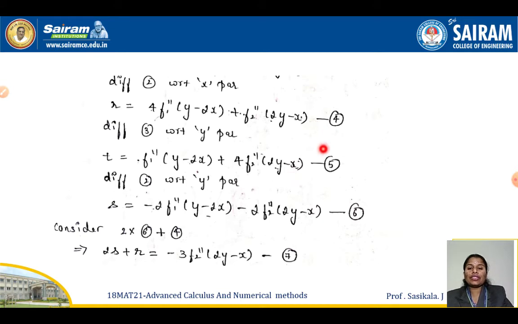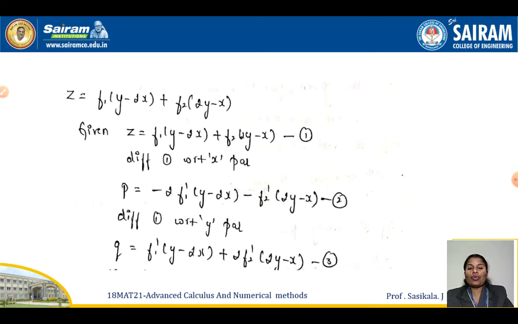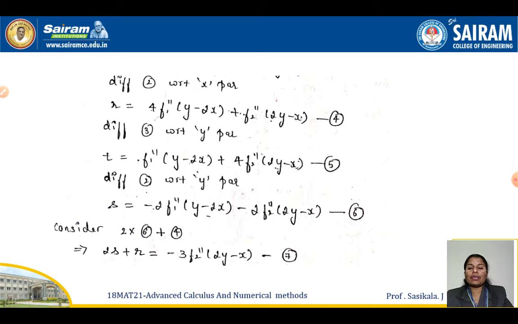You can see equations number 4 and 5. Now what I am going to do is find your s. Either p or q you can take. p with respect to x means I'll get minus 2 into f1 double dash of y minus 2x. With respect to y it will be 1, so minus 2 into f2 double dash of 2y minus x.